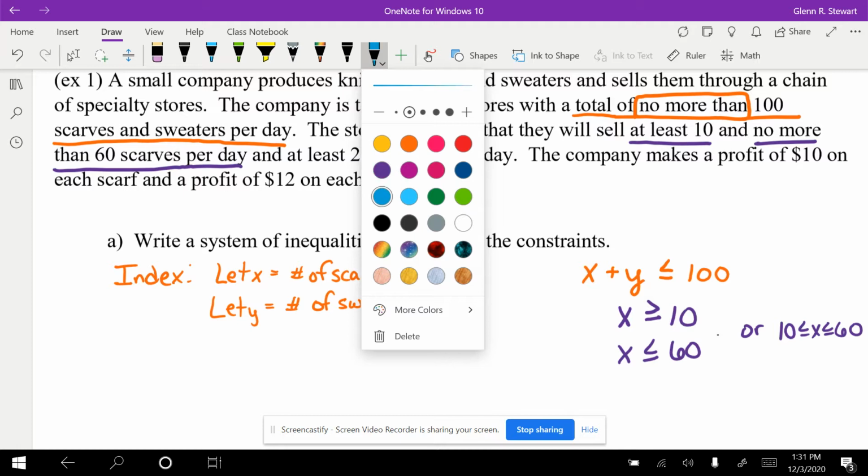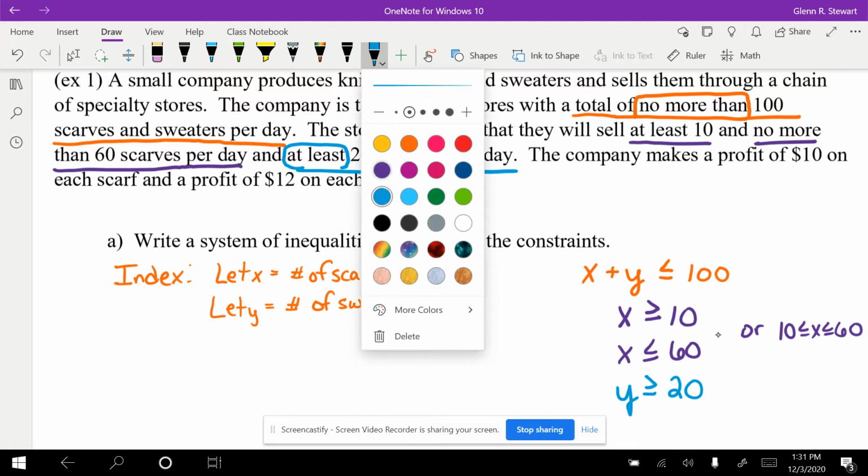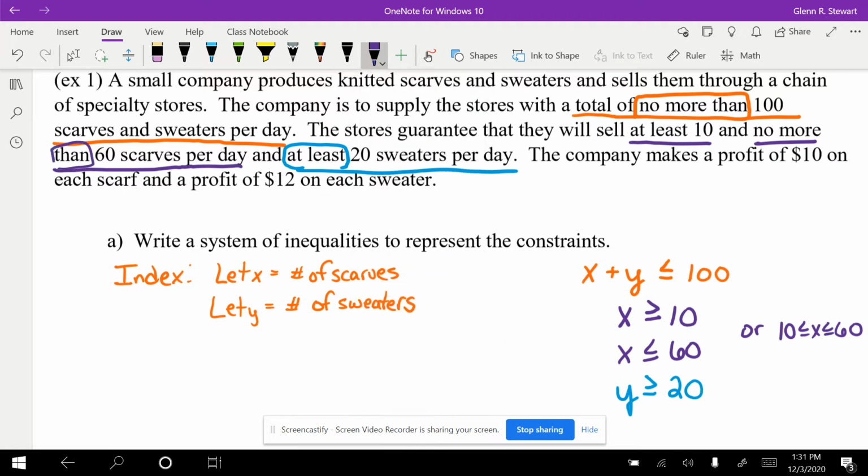It also states that there are at least 20 sweaters per day that are guaranteed. So our sweaters are a y greater than or equal to 20. Once again, I like this type of vocab stuff that they're spelling out here for us. Now let me just highlight this stuff. More than, at least. I'm going to let you know the company makes a profit of 10 on each scarf and a profit of 12 on each sweater.